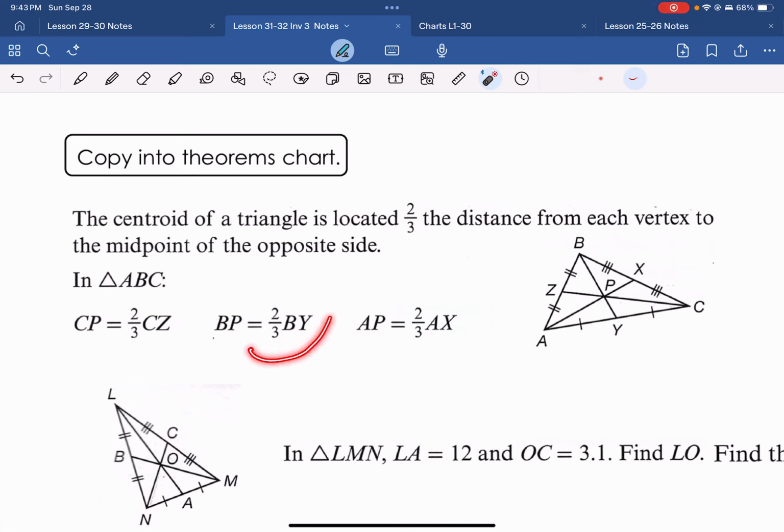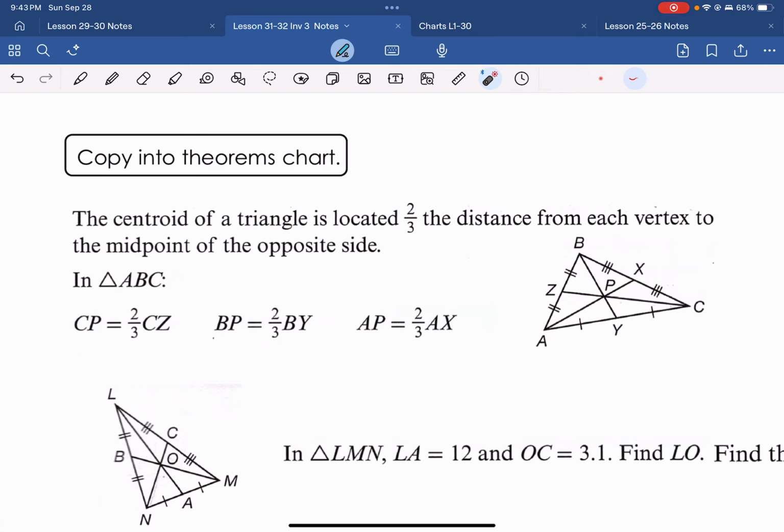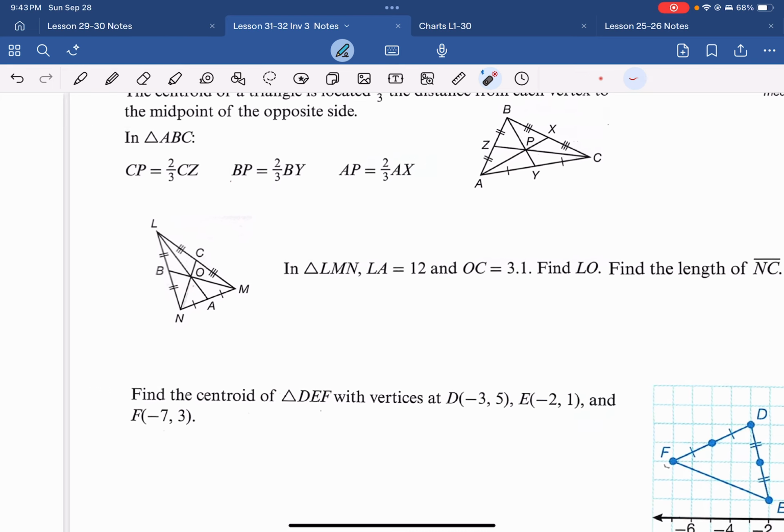And they just keep repeating themselves with all three medians. So see this? BP is 2/3 of BY. So BP is 2/3 of the whole thing. And then lastly, AP is 2/3 of AX. So see this? AP is 2/3 of the entire AX. Okay? So they're basically the same equation. All right, so what would a homework question look like?